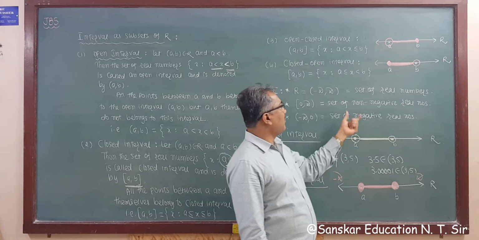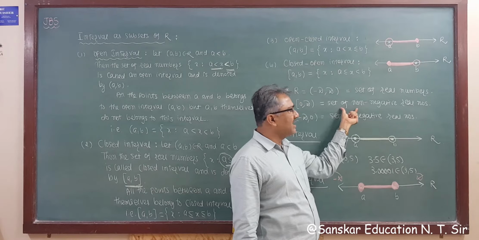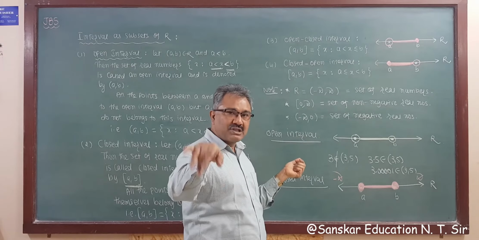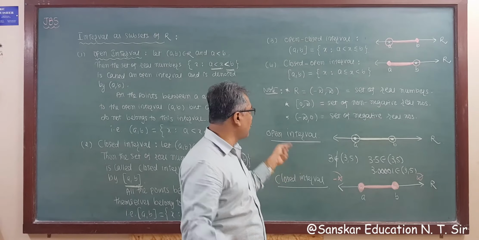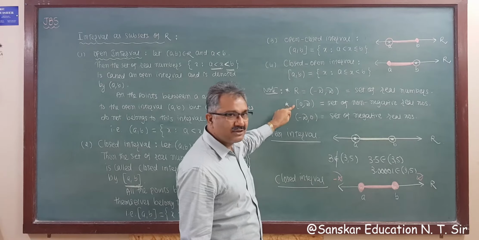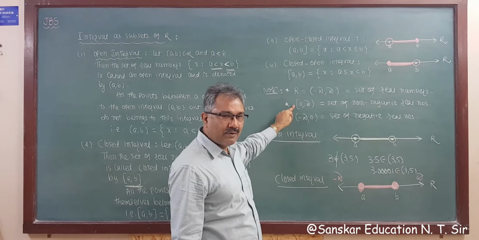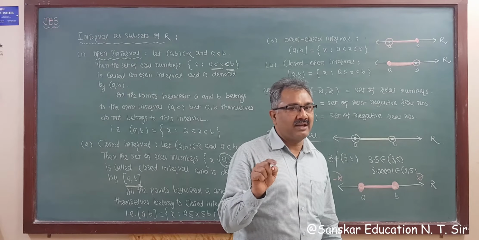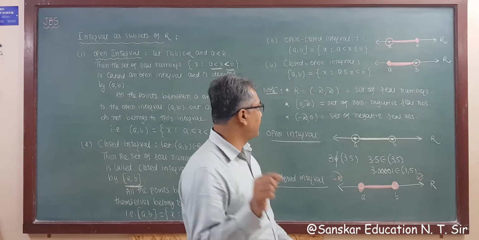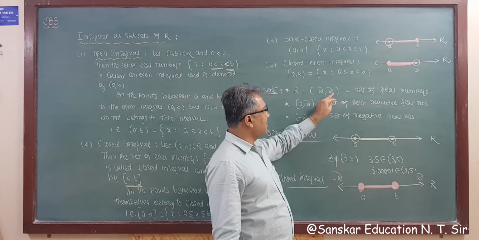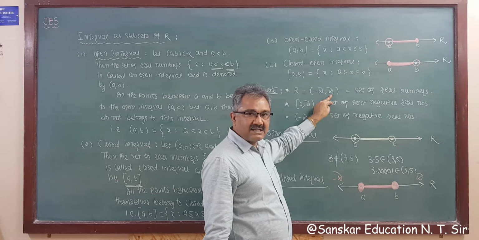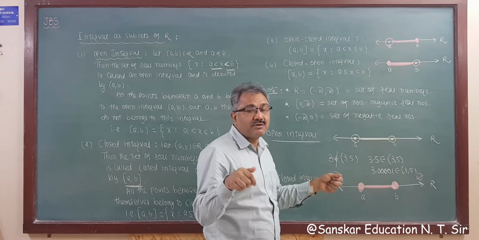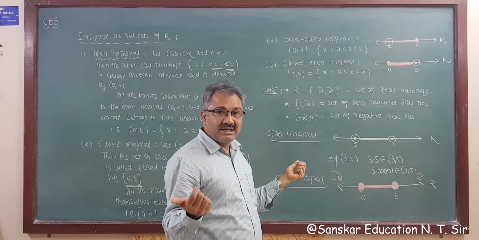If we want to denote the set of non-negative real numbers, meaning all positive numbers including 0, then you have to write the closed interval at 0 and the open interval at infinity: [0, infinity). Also remember one thing: in interval notation, infinity is always enclosed by an open interval, not a closed interval, because we don't know which number is included.